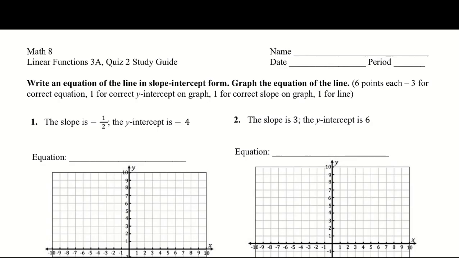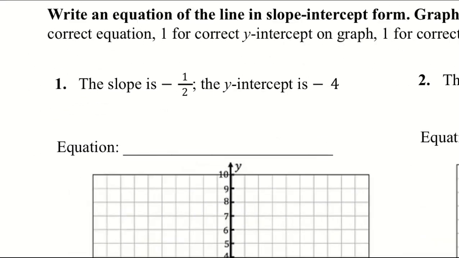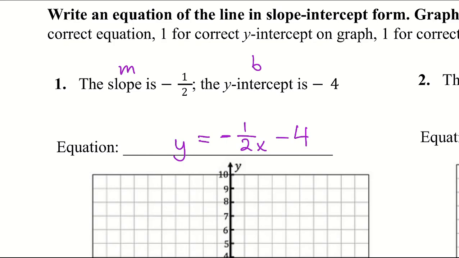We are going to walk through this study guide. I'm going to do it really quick, hopefully. Number one, we need to write the equation in slope-intercept form, which is y equals mx plus b, where m is the slope and b is the y-intercept. So this will be y equals negative 1/2 x minus 4.